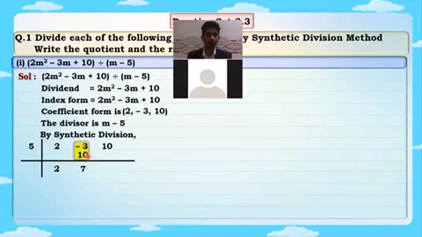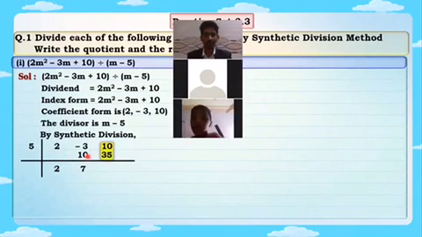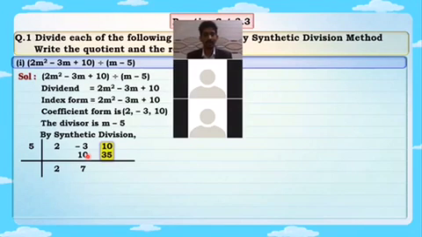Again we are going to do multiplication. क्रॉस में हम लोग को मल्टीप्लाई करना है 5 with this 7. तो 5 7s are how much? Yes, great. It is 35. So whatever answer you are getting, that answer we are going to write below the next coefficient. 10 के नीचे लिखेंगे 35. Let's solve this. 10 plus 35. What is the answer?